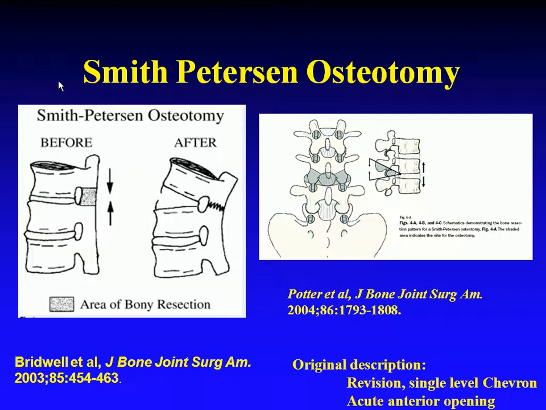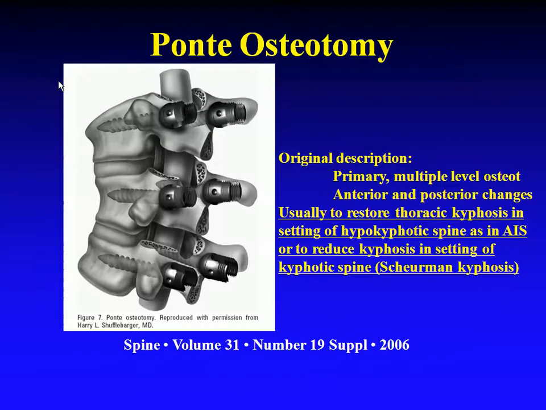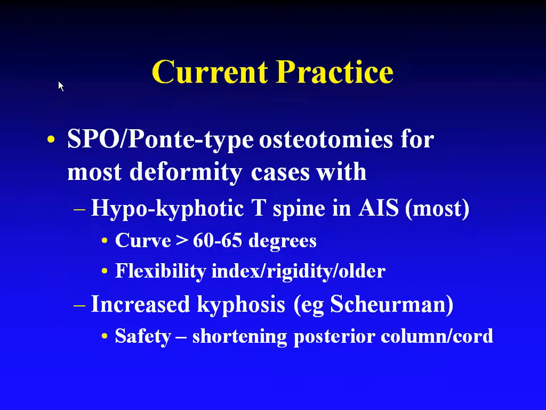I think what most of us are doing for deformity correction is really not a Smith-Peterson osteotomy. The Smith-Peterson osteotomy is, as originally described, a revision single-level chevron osteotomy that was an acute anterior opening wedge. What we're doing is really more of a Ponte osteotomy, which, as originally described, was a primary multiple-level osteotomy to restore kyphosis or lordosis or just free up the spine.